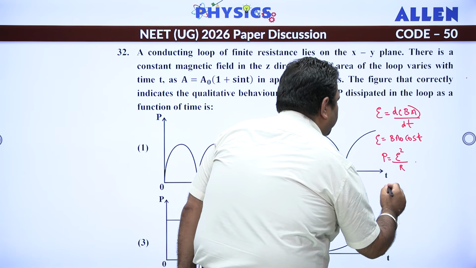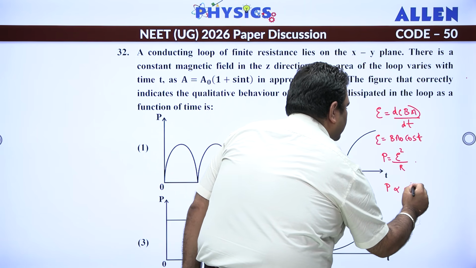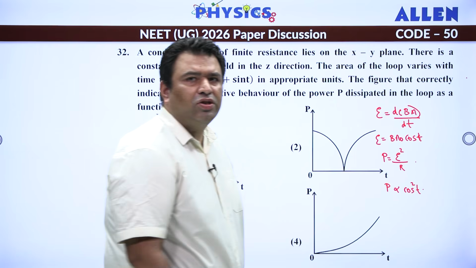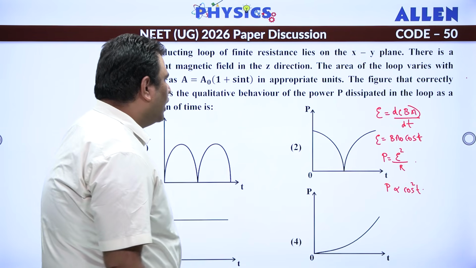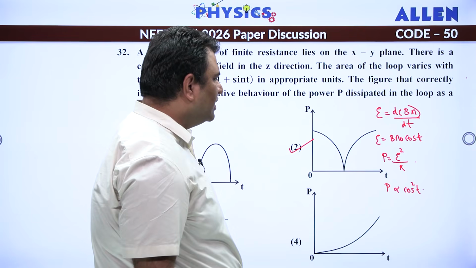So what is power proportional to? Power is proportional to cos square t in this question. Since it's proportional to cos square t, it means what? The graph should be of this shape. Second option. Is it clear to everyone?